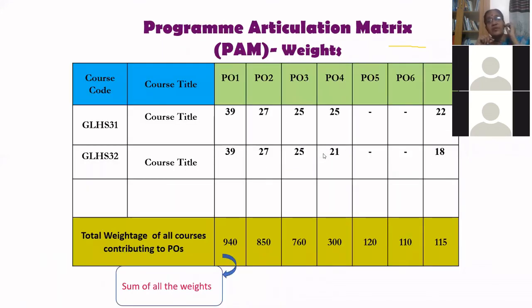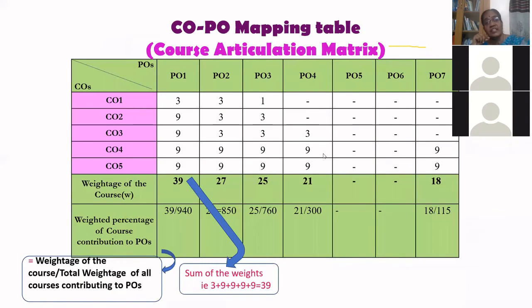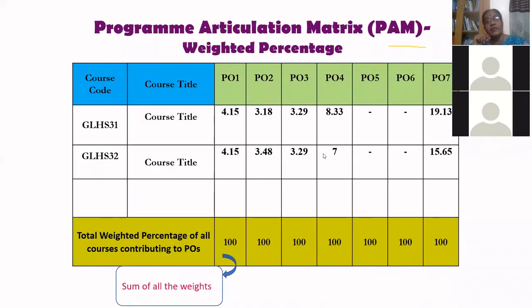So this is the program articulation matrix, PAM matrix, I'll say. This will have the weights. You have another matrix that deals with weighted percentage. This weighted percentage 4.15 is nothing but what I have calculated using 39 by 940. 39 by 940 is nothing but 4.15. 27 by 850 is nothing but 3.18. So that calculated last row in your course articulation matrix of all the courses should be copied here.